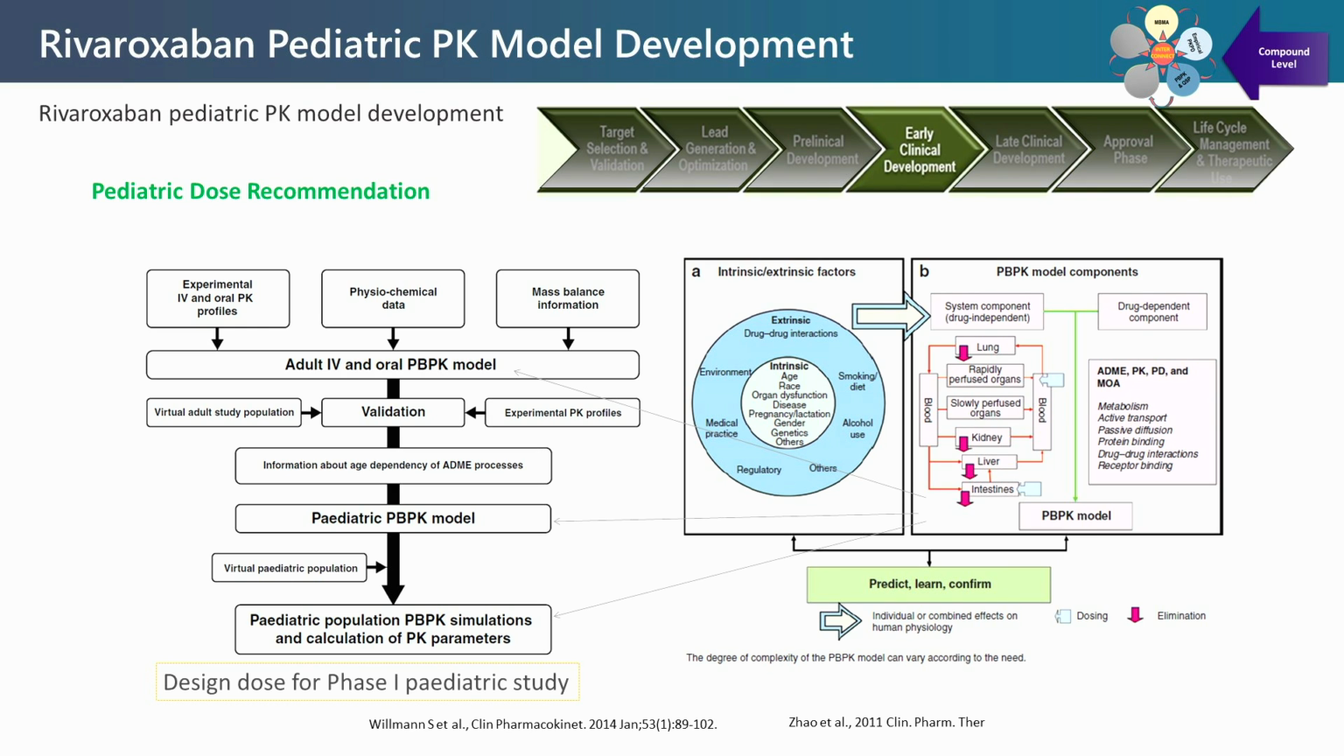This includes validation of the adult model to ensure it is robust, then extending to pediatrics with the incorporation of ontogeny and maturation processes. The resultant pediatric models would allow the prediction of rivaroxaban PK from adults to children in different age groups, which will impact the design and setting of the phase 1 dose in the first pediatric study.